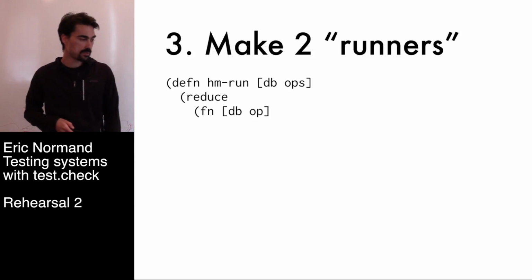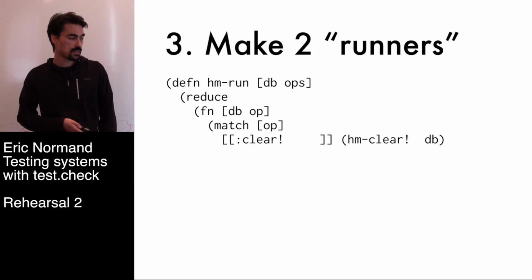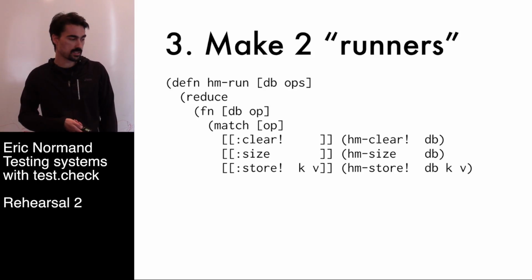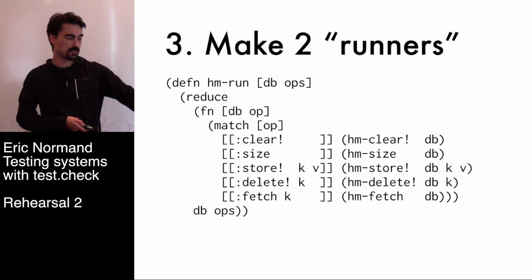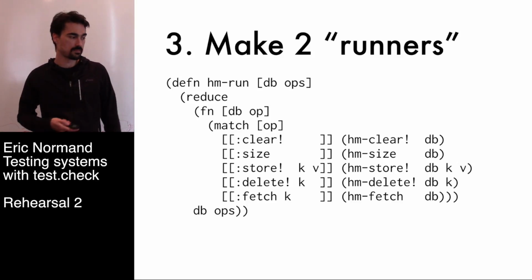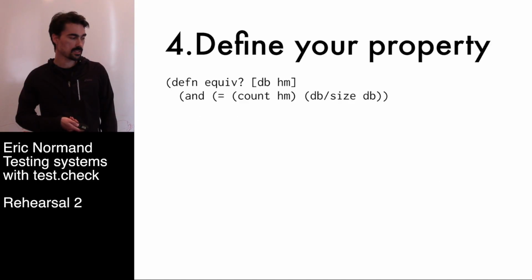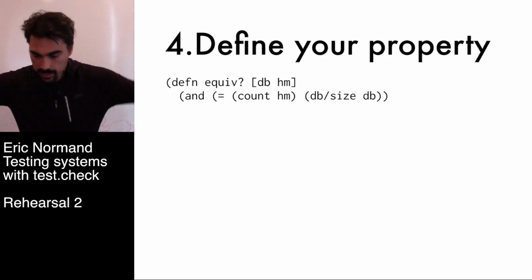Same thing with the hash map, but this time we're going to reduce because it's just an immutable value. And the match looks kind of the same. Clear calls clear. And you can see here how returning the database from fetch is what we want to do. We just want to say that it hasn't mutated the hash map or the database.